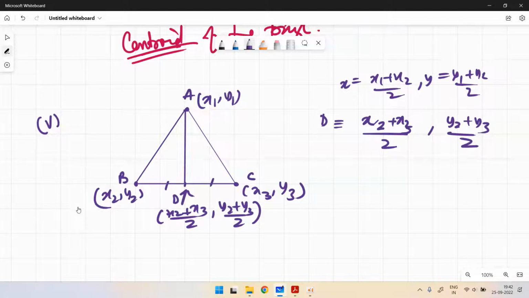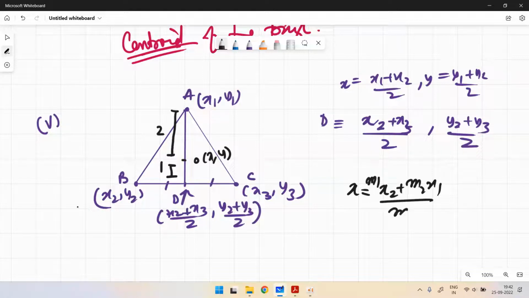Now you need to find the centroid. Suppose this is O, so this will divide it in the 2:1 ratio. So applying the section formula, x comma y is m1 x2 plus m2 x1 by m1 plus m2, and y is m1 y2 plus m2 y1 by m1 plus m2.